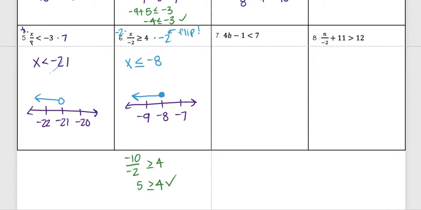Okay, let's try this next one. So now I have a little bit more going on. I, again, just want to treat this just like an equation. So I need to first move whatever's being added or subtracted. So I have a -1 here, so that means I want to add 1 to the other side. So I get 4b is less than 7 plus 1, which is 8. And then to get rid of that 4, I'm going to divide both sides by 4. So I get b is less than 2.